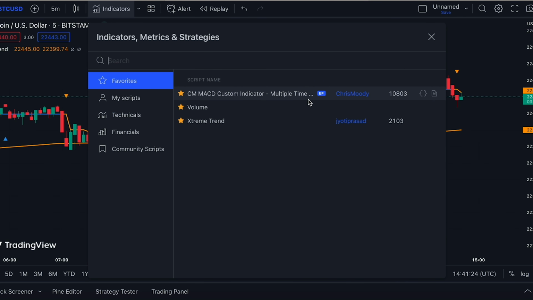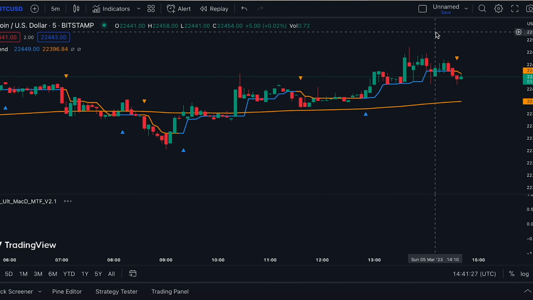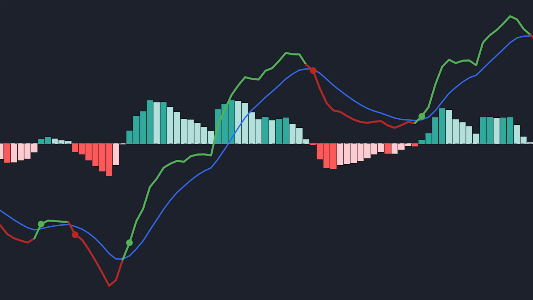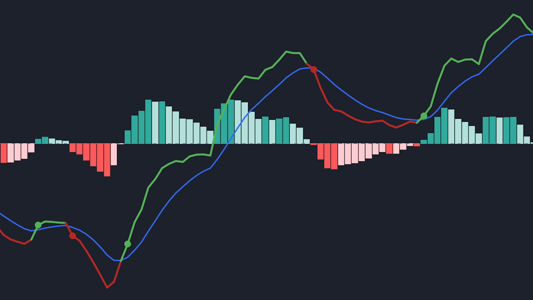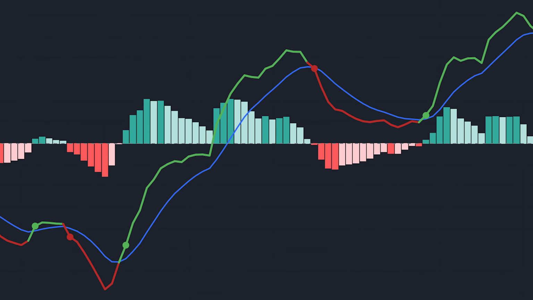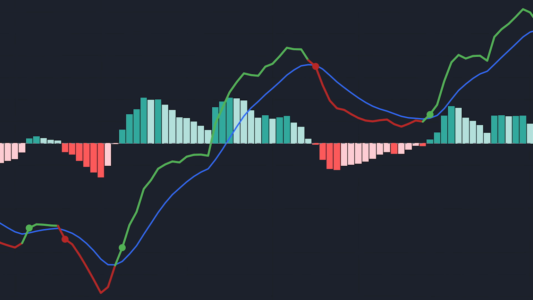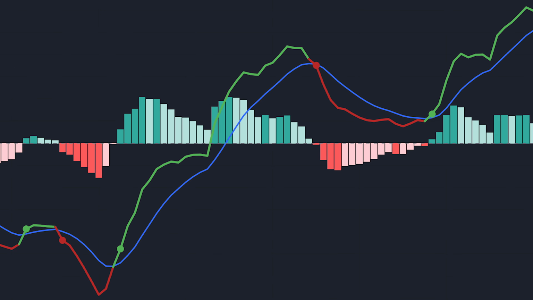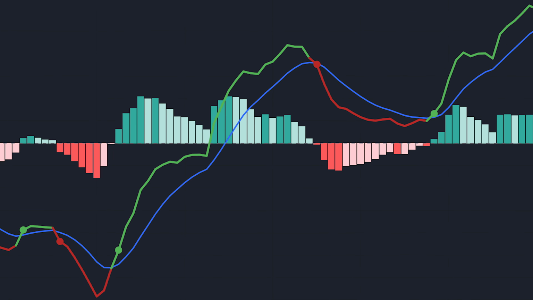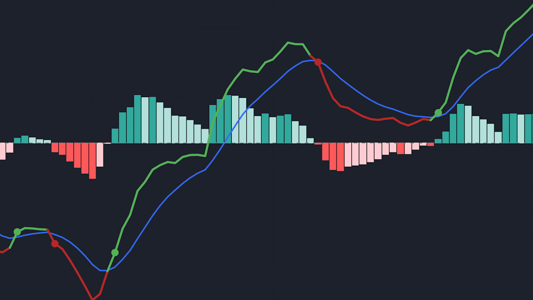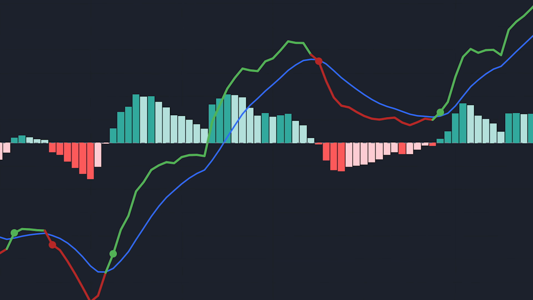Add the CMMAC custom indicator as indicator number 2 and keep all of its settings at their default values. The CMMAC indicator is a better version of a standard moving average convergence-divergence indicator because its MACD lines change color whenever a cross occurs, making it much simpler to understand. Additionally, it has a middle level as well as a histogram that displays market momentum.